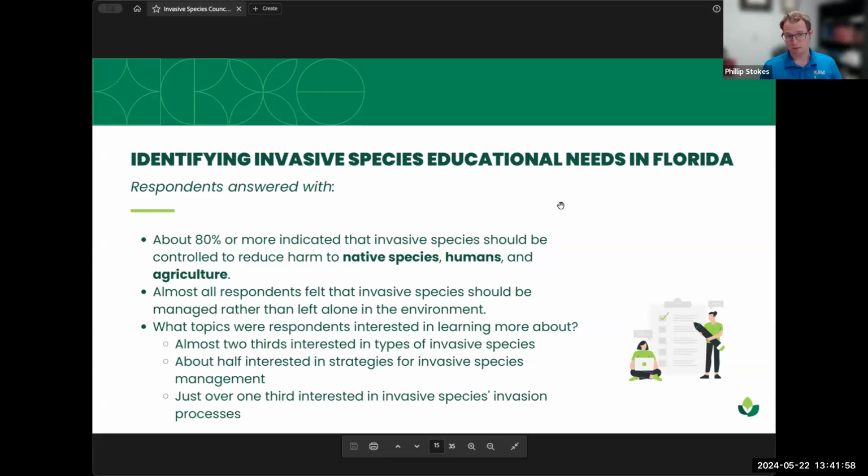Respondents thought that there should be something done for invasive species and not just left alone. And then when asked about what they were interested in learning about, two-thirds were interested in the types of invasive species, half strategies for management, and then just over a third, I think it was about 38%, were interested in the invasion process, basically.